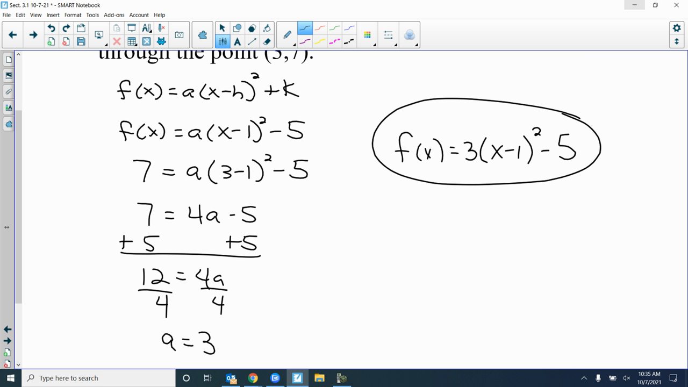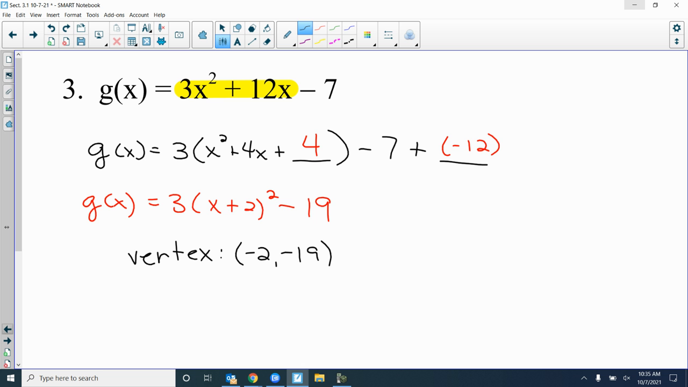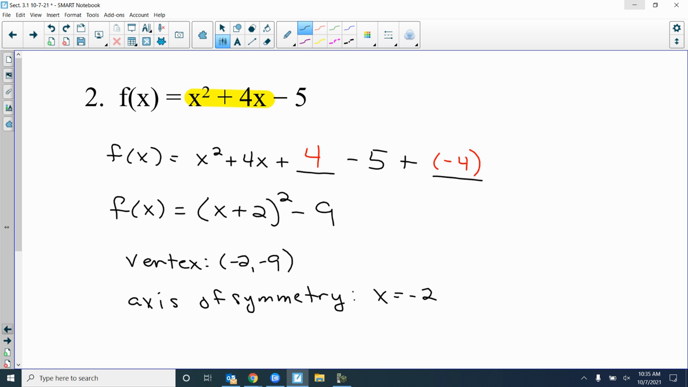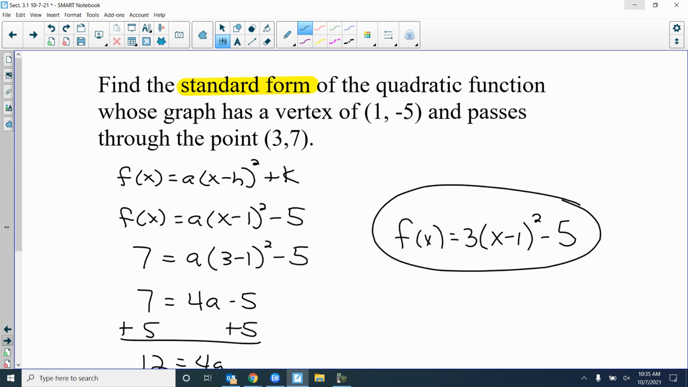Now, I'm going to go to the back. You're fine. If it's written in that standard form, you can just pull out the vertex. Okay, it's nice and easy. Okay, and if it's not, you convert it. Well, we don't always want to do that. Okay, it's not always the best thing to do.